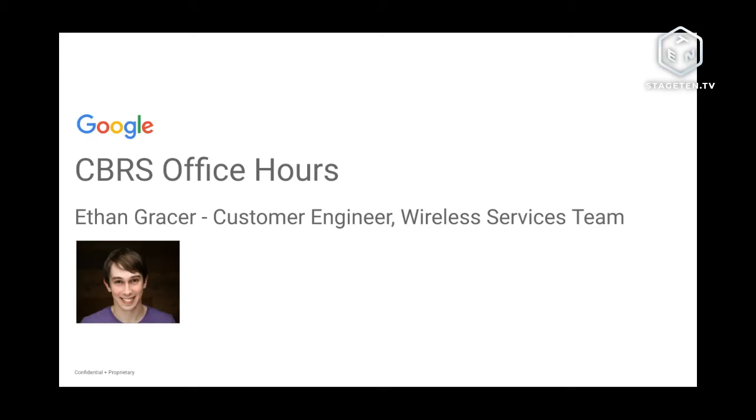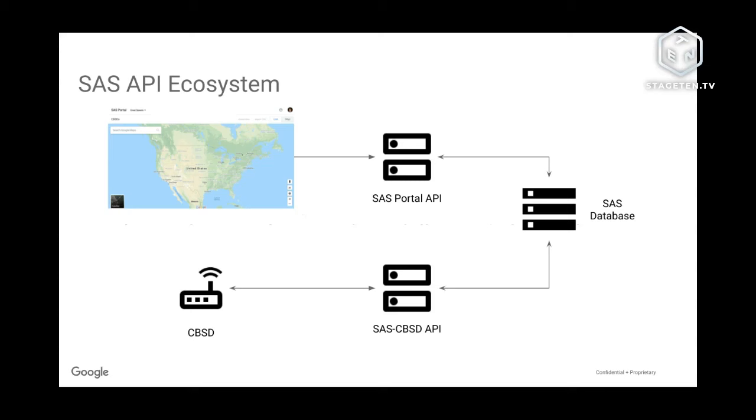Okay, let's talk about our SAS APIs. So the SAS API ecosystem includes two main APIs. They're the SAS Portal API and the SAS-CBSD API. The SAS-CBSD API is the API that your CBSD uses to communicate to the SAS. So it's only used by a CBSD. The SAS Portal API is used by the SAS Portal itself, but it can also be used directly by customers.